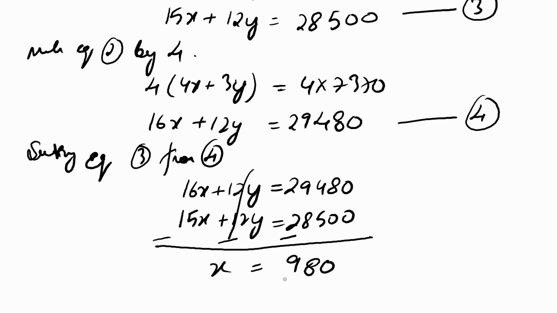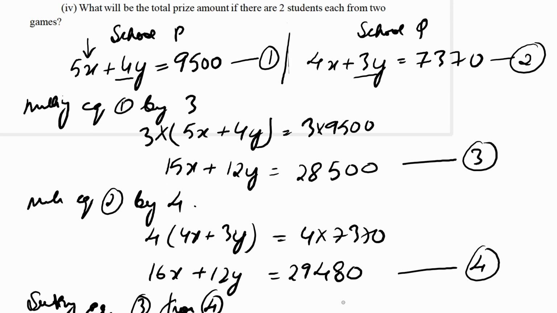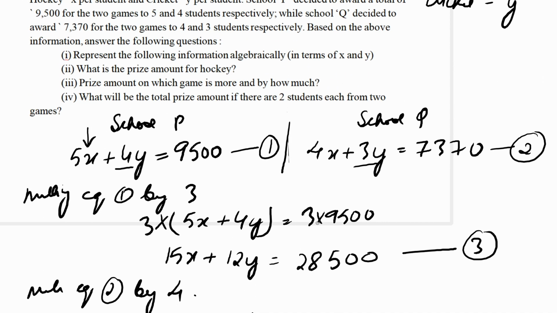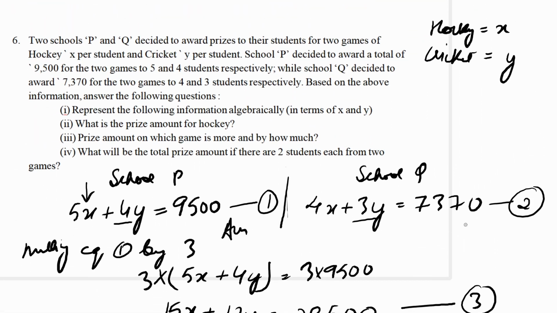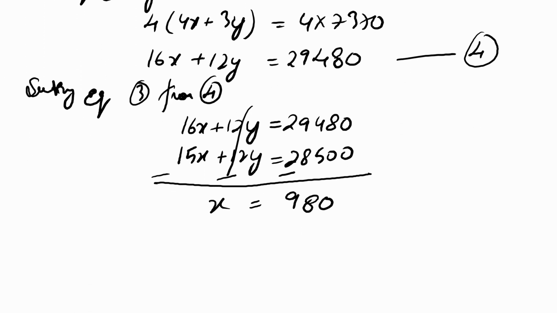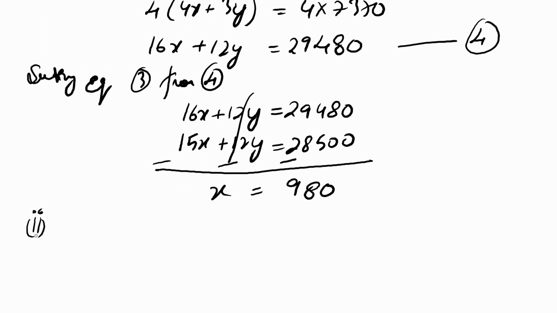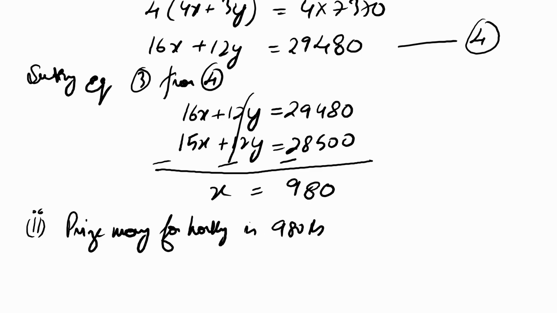980 it will become. 29480 minus 28500, yes, it will become 980. Okay, so what is x? We had to find out x. x was the prize money for hockey. So the first answer was these two equations, part 1. Part 2 answer is prize money for hockey is 980 rupees.